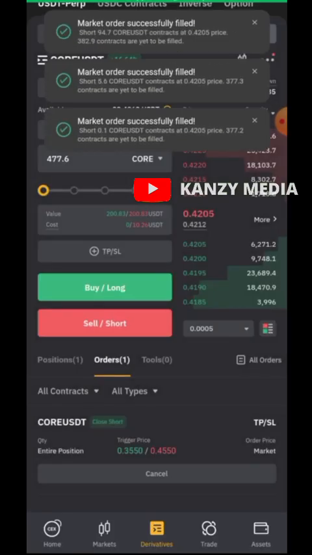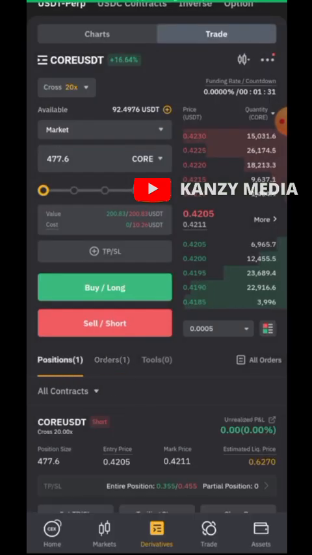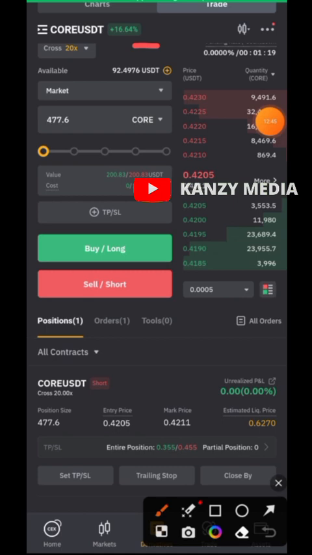After we are done, you click on confirm, then our trade is good to go and has been triggered. Here you see I had 102 USDT before, but after entering the trade, it's now 92 USDT, which means we have used 10% of our capital to enter this trade.